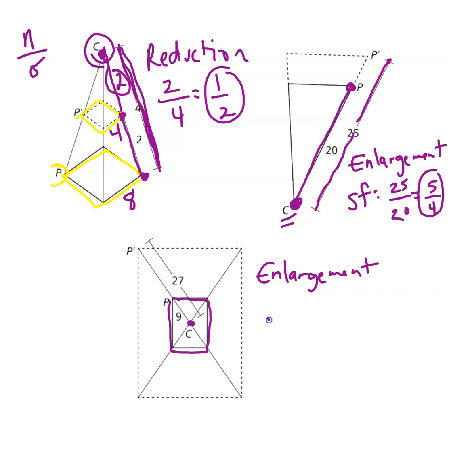And then to get the scale factor, we're going to do the new length. That's from C all the way to P prime, so that's 27, over the distance from C just to P, which is 9, so the scale factor is 3. So this one is an enlargement with a scale factor of 3.